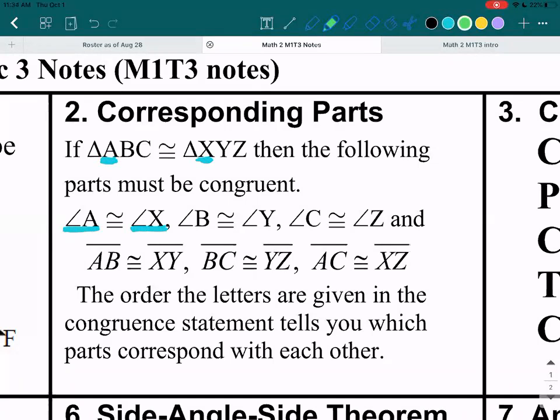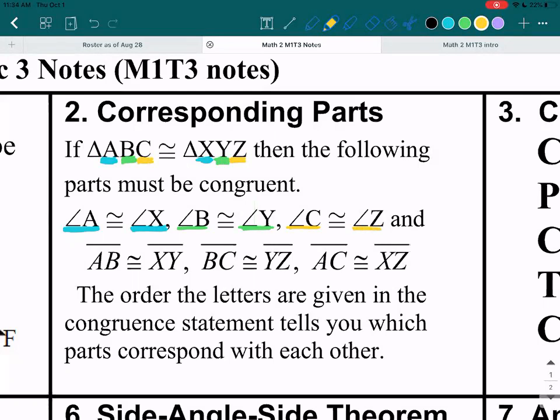We also have that angle B and Y are congruent, so angle B is congruent to angle Y, and that's because they are both second. So remember, once again, the order matters. The first is congruent to the first, the second is congruent to the second. Let's do the third. C and Z, they are both third, so angle C is congruent to angle Z.